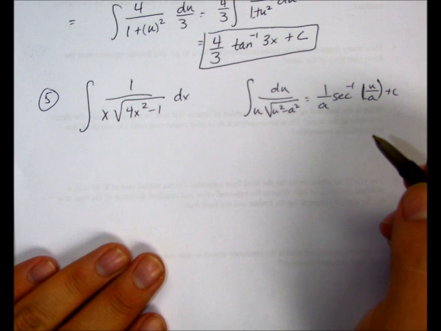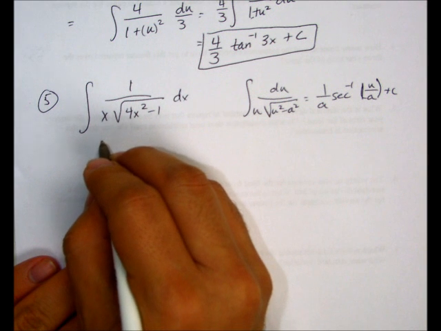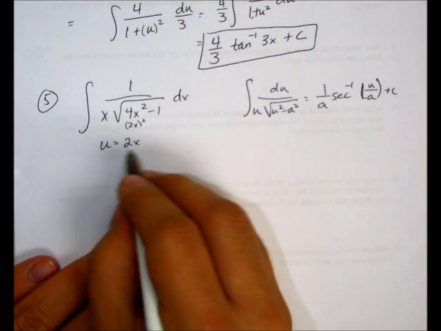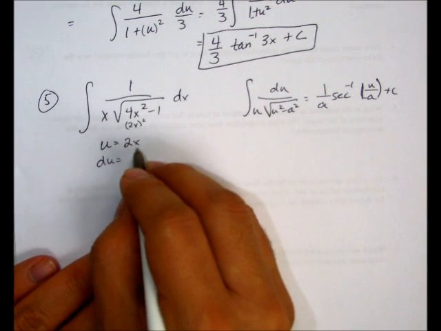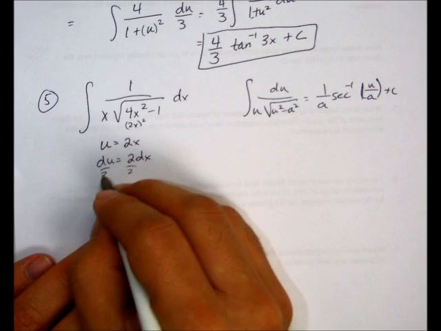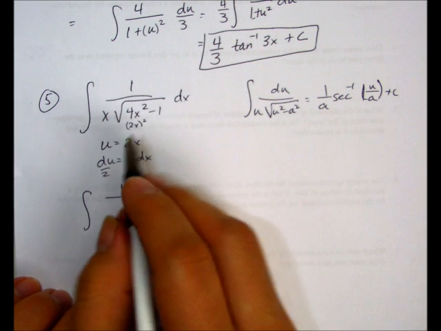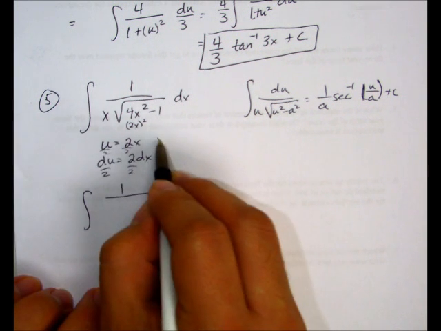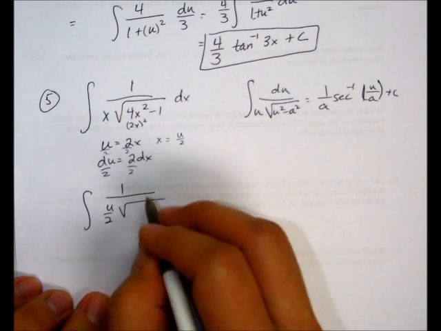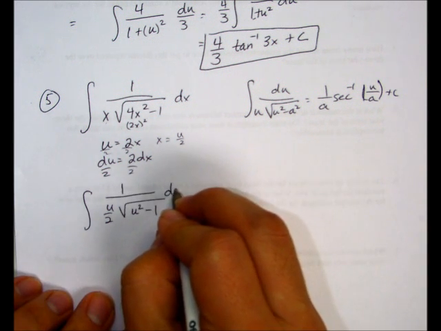So what we're going to do here is make a u substitution of 2x, because we're going to put this together as 2x all squared. So u is 2x, du is going to be 2 dx. We're going to divide that by 2. So then we're going to have the integral of 1 over, now u is 2x, so x is going to be u over 2. So I'm going to put that right there. So u over 2 square root of u squared minus 1 du over 2.